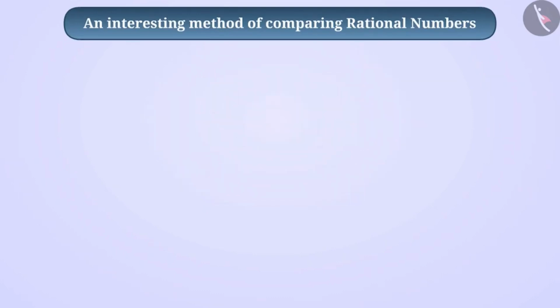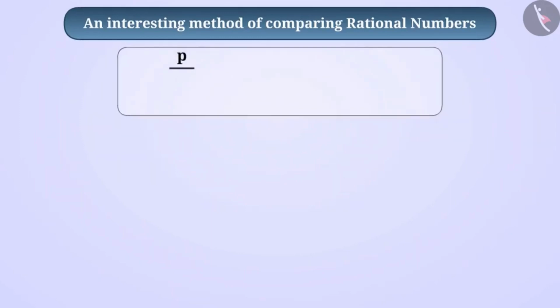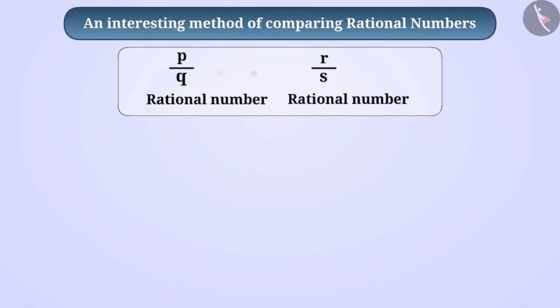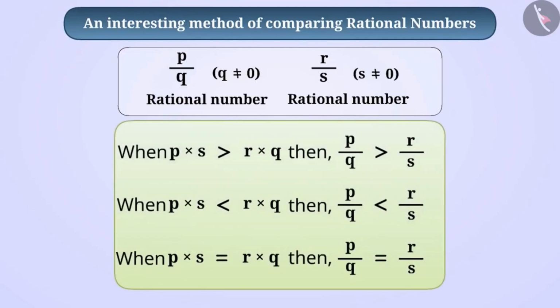In general, suppose P by Q and R by S are both rational numbers in which Q is not equal to 0 and S is not equal to 0, then their comparison can be done in the following ways. Pause the video and understand. This is an easy method of comparison. With this method, rational numbers can be compared orally.